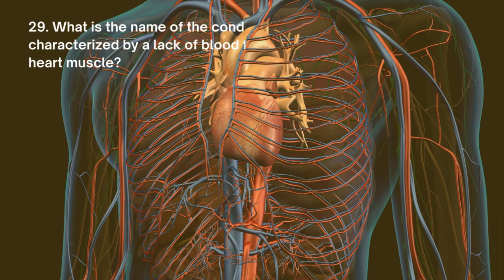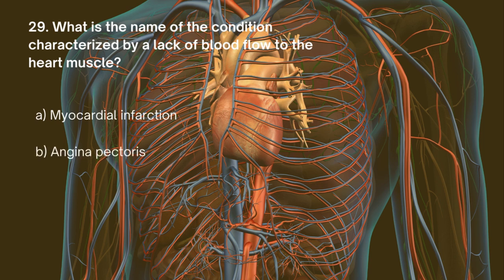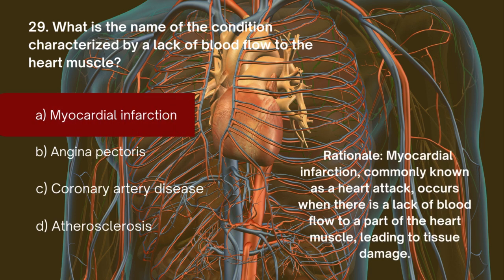29. What is the name of the condition characterized by a lack of blood flow to the heart muscle? A. Myocardial infarction. B. Angina pectoris. C. Coronary artery disease. D. Atherosclerosis. Rationale: myocardial infarction, commonly known as a heart attack, occurs when there is a lack of blood flow to a part of the heart muscle, leading to tissue damage.